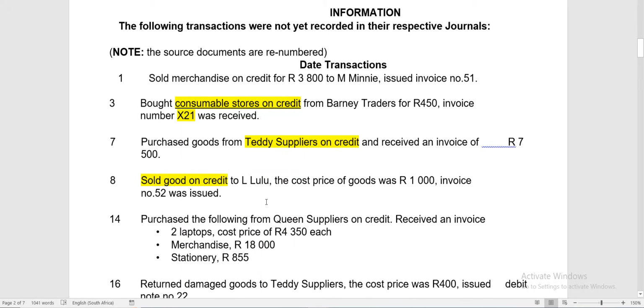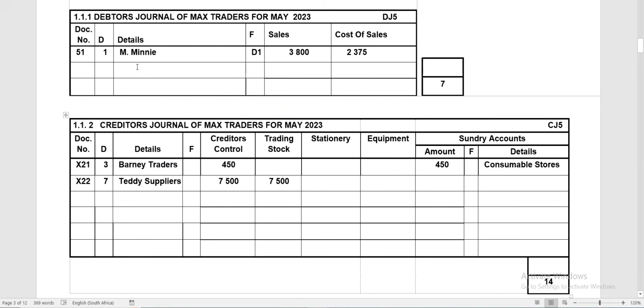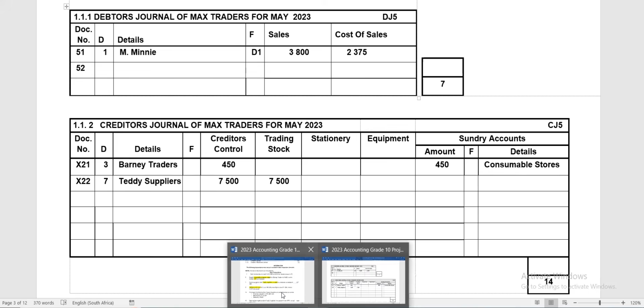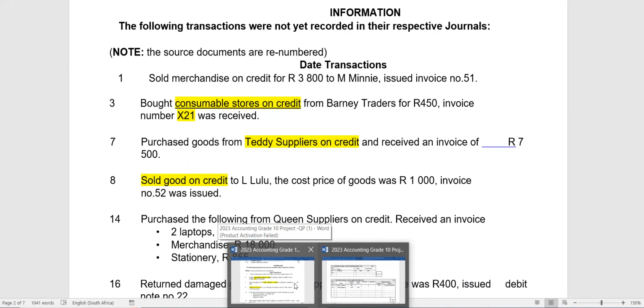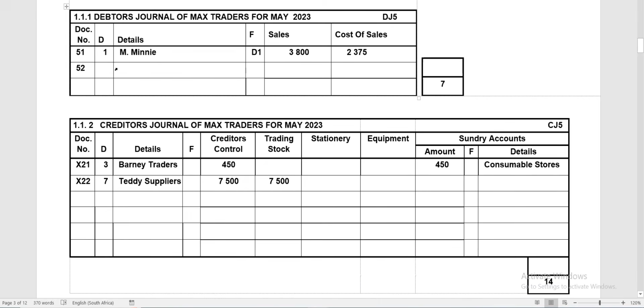So we'll write the invoice number. According to here, it's invoice number 52, and then we'll have to check the date so that we can be sure. The date according to this is the 8th, so we'll write the 8th, and then the name of the debtor is El Lulu, and this will be regarded as debtor number 2.